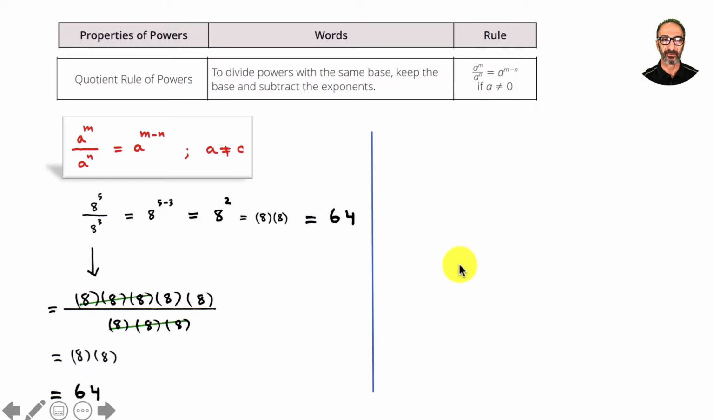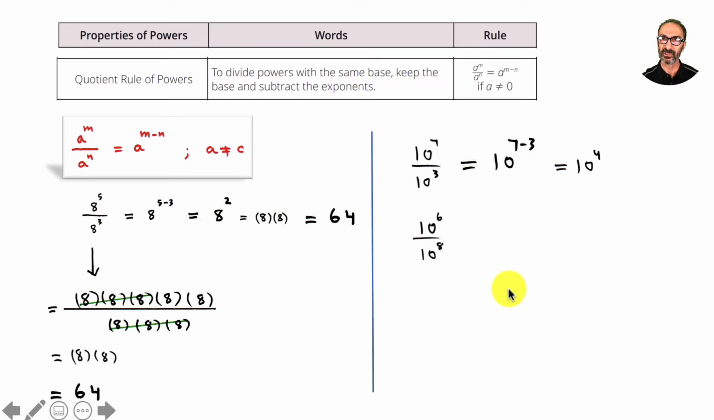Now let's apply it for some examples without showing all the details. We don't need the details anymore. 10 to the power 7 over 10 to the power 3. Keep the base, subtract the exponents, and you're done. 10 to the power 4.